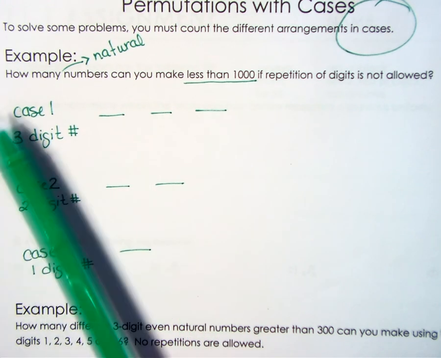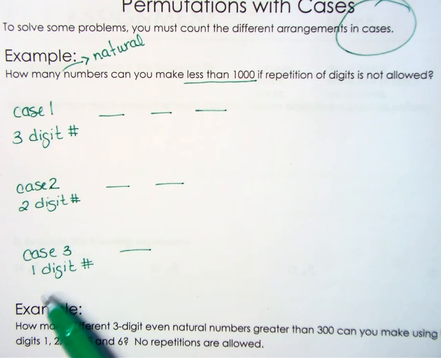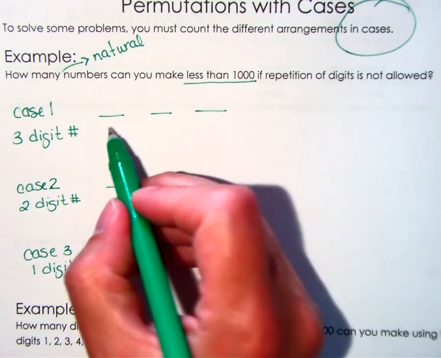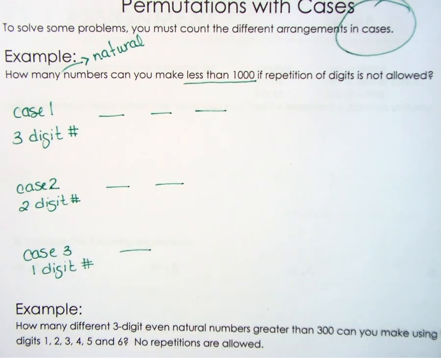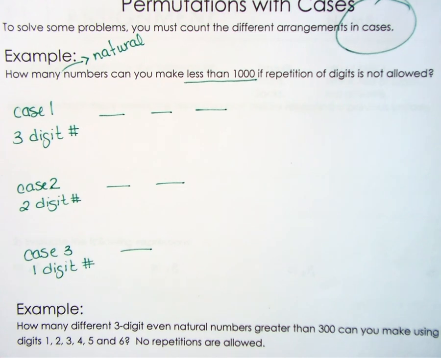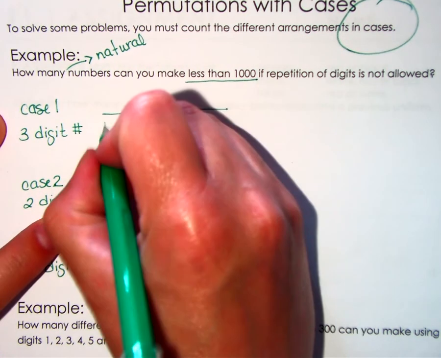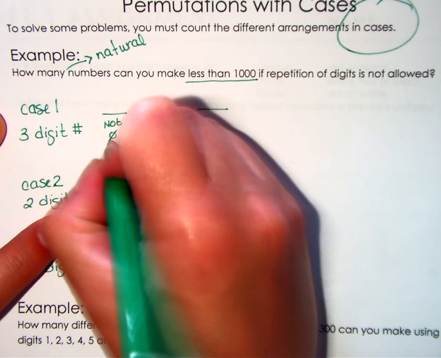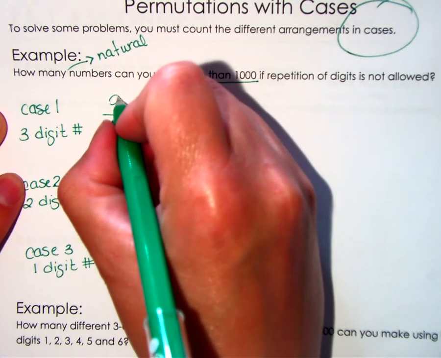Well, these are different cases. Anytime I draw the lines, I'm going to put numbers in them this time. So these aren't factorials. In 3-digit numbers, how many options do I have for my first digit? 9. Why 9? It can't be 0, because if it's 0, then all of a sudden it's a 2-digit number. So not 0. So we have 9 possibilities.